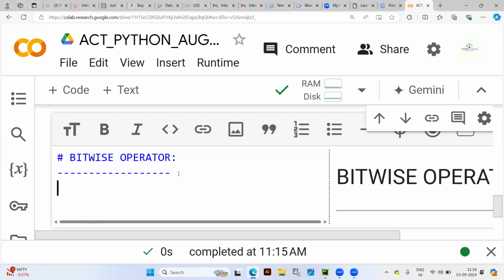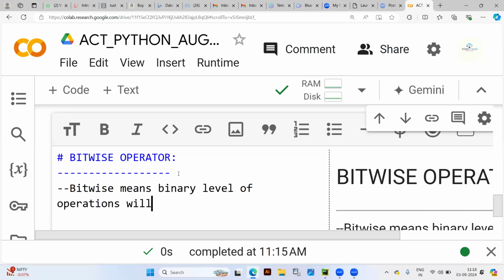Right. So, bitwise operators. Firstly, the bitwise operators are completely different from the above operators. Bitwise is nothing but binary-level operations happening. Bitwise means binary-level operations would happen. Clear? Where we are going to apply the bitwise operators is the matter. We are not able to apply bitwise operators in day-to-day life. They will be applied in specific situations.